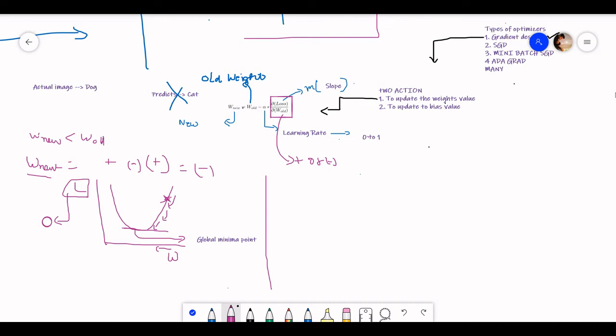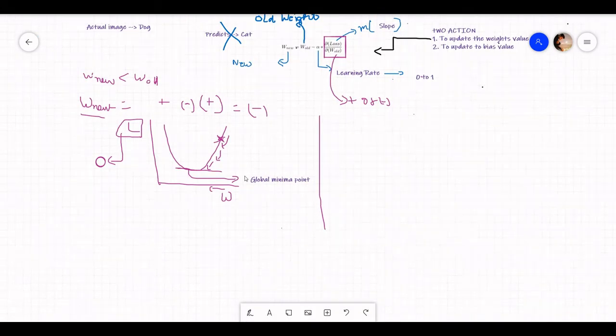Now the main thing is how we can calculate this derivative. For the derivative, we have something known as the chain rule.